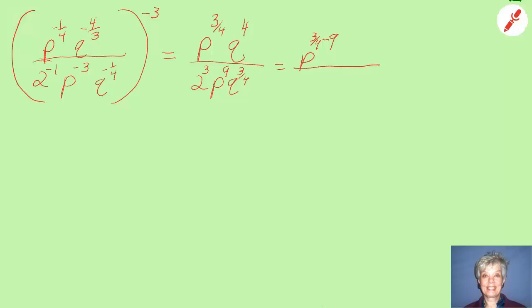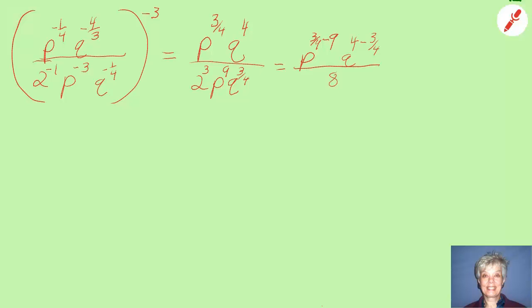And since I have Q to the 4th power on top and Q to the 3/4 power on the bottom, up in the numerator, I'm going to write Q to the 4 minus 3/4. Meanwhile, in the denominator, I have 2 to the 3rd power, which is 8.